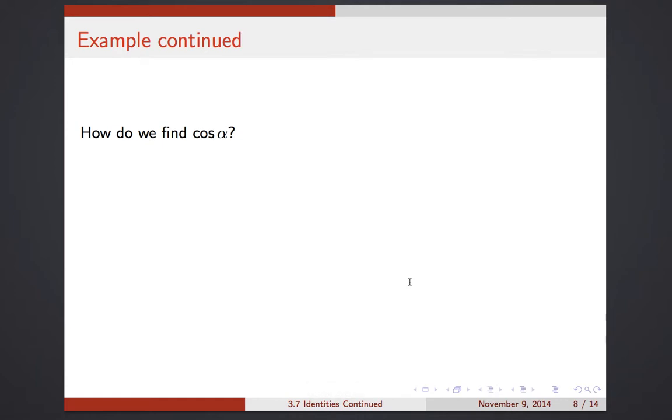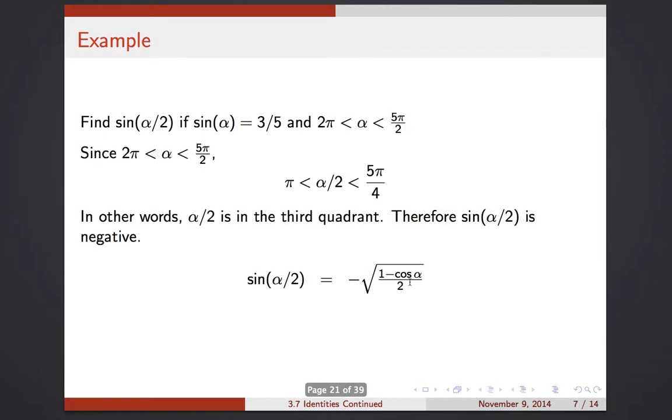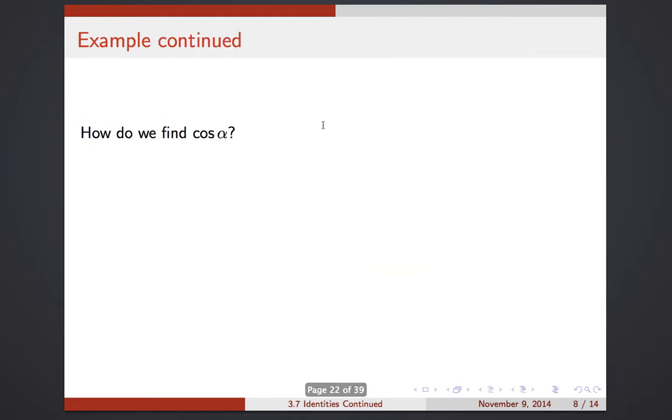So how do we find that? Well, we know sine of alpha and we know the location of alpha. So once you know any one trig value and you have a location, you can find any of the other 5 trig values just like we did last time. So that's all we're going to do. We have sine, so let's just find cosine.